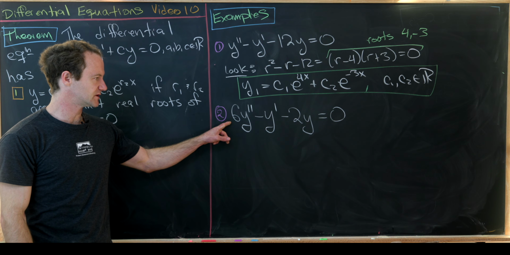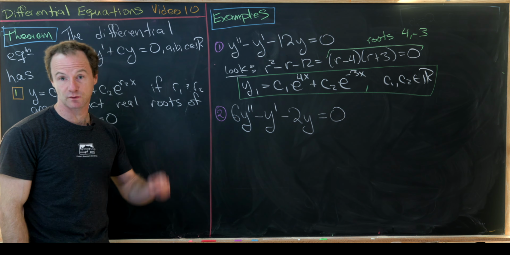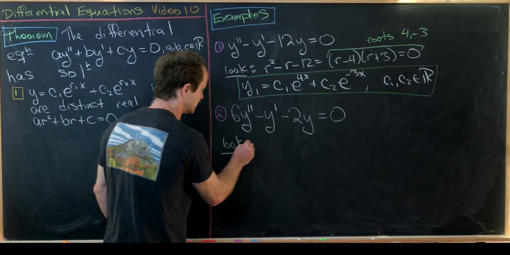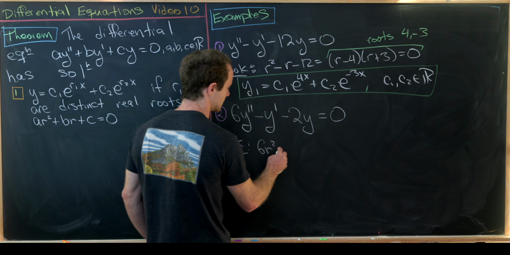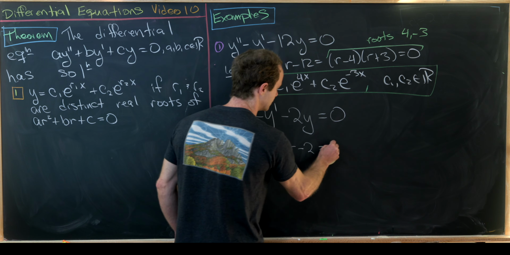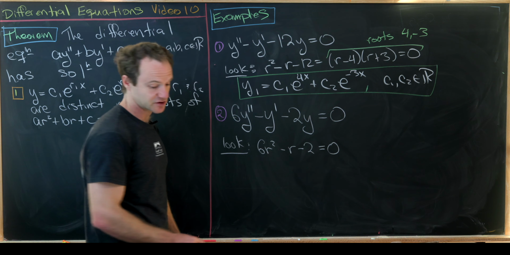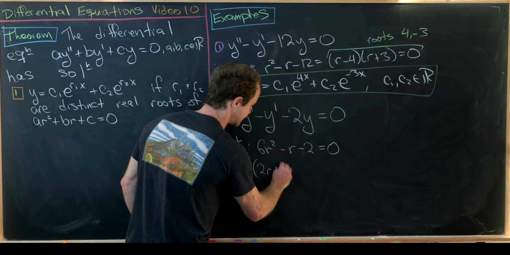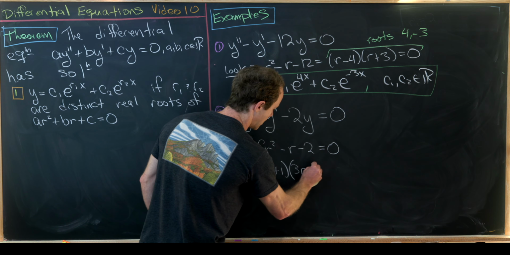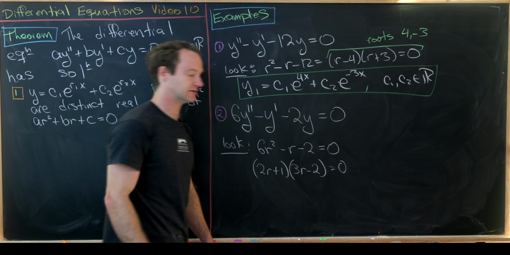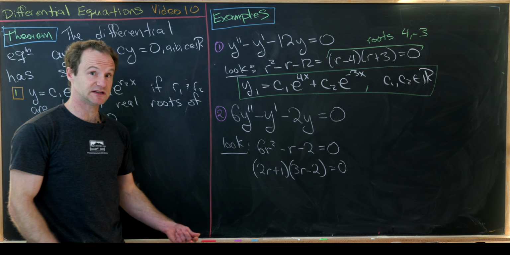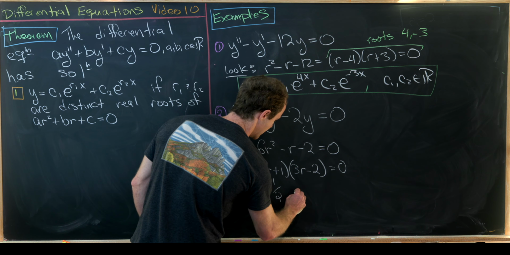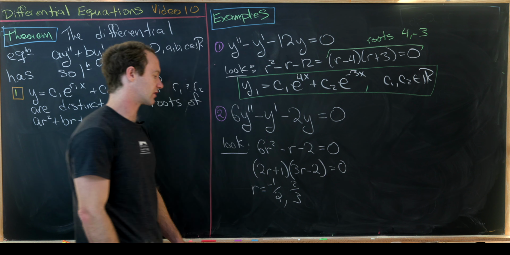Okay, now let's look at this one. So we've got 6y double prime minus y prime minus 2y equals 0. So that tells us we should look at the associated polynomial 6r squared minus r minus 2 equals 0. So that factors as well. That indeed factors like 2r plus 1 and then 3r minus 2 equals 0. That also has distinct real roots. We've got a root of r equals negative 1/2 and we have another one of r equals 2/3.